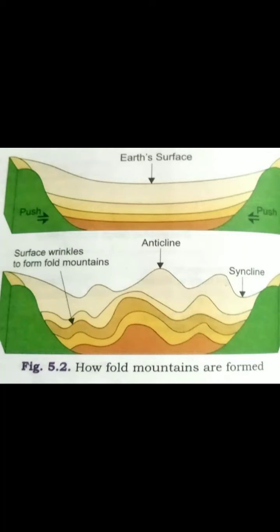So please now look at this diagram. It's written push on two corners, green color, and there's an earth surface. Now this green color push is the tension, the plates which are pushing towards each other. When these two green portions of land come towards each other, what happens to the solid land surface? You can see these ups and downs of different layers. The ones which come up, we call anticlines. Can you see these anticlines? This is how anticlines are formed.